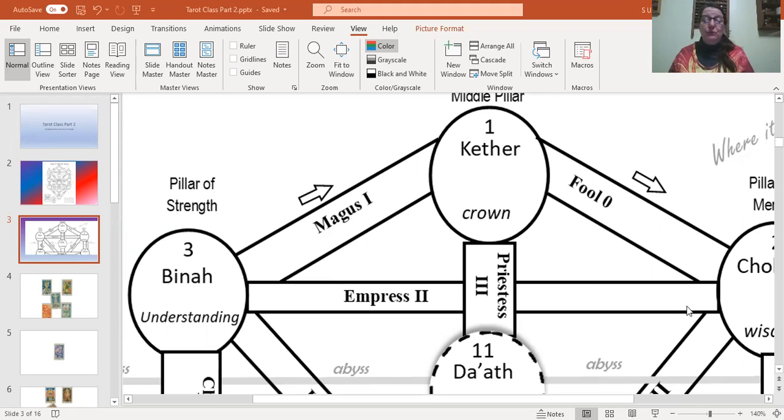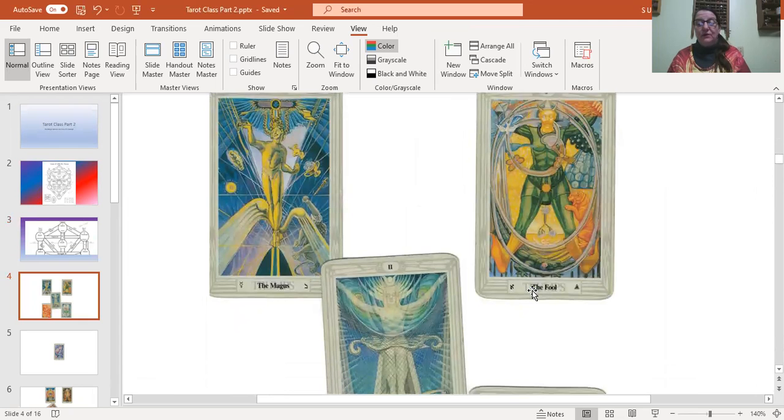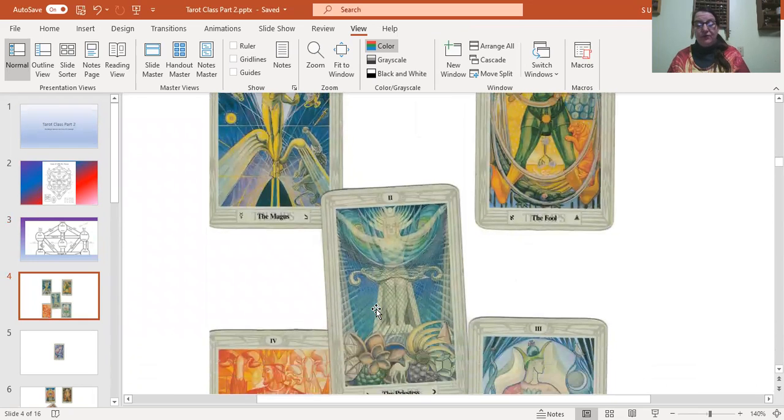And as you practice this and study this, it will start making way more sense. Remember, this is just an intro. So let's come on down to the next card, which is the High Priestess.